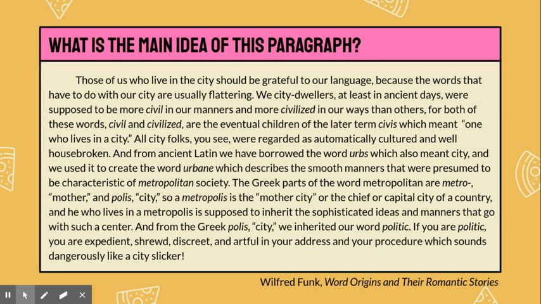And from ancient Latin, we have borrowed the word urbs, which also means city, and we used it to create the word urbane, which describes the smooth manners that were presumed to be characteristic of metropolitan society. The Greek parts of the word metropolitan are metro, mother, and polis, city. So a metropolis is the mother city or the chief or capital city of a country, and he who lives in a metropolis is supposed to inherit the sophisticated ideas and manners that go with such a center. And from the Greek polis, city, we inherited our word politic. If you are a politic, you are expedient, shrewd, discreet, and artful in your address and your procedure, which sounds dangerously like a city slicker.